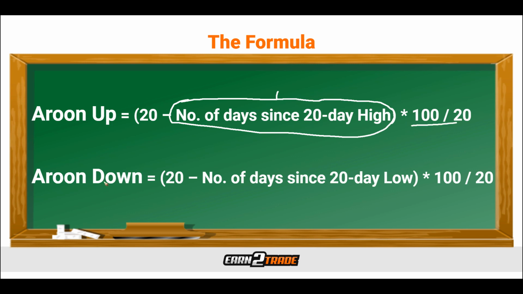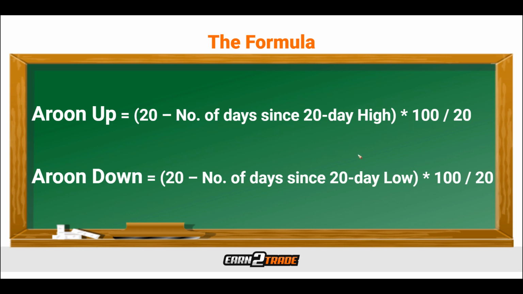And then after this, it is going to be 100 divided by 20, as you can see here on the end. The Aroon downline is going to be 20 minus the number of days since the 20-day low instead of the high like we had up here. And then we're going to do the same thing at the end where we multiply by 100 over 20.